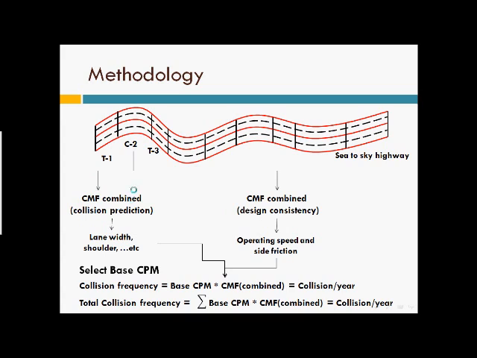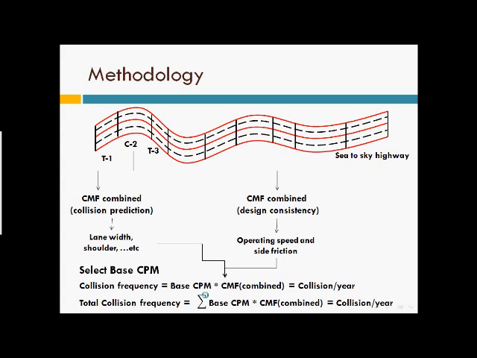in this section. And then we will have some collision modification factors for the combined design consistency, in order to get the operating speed and to check the operating speed and the side friction. We will combine all of them, select the base collision prediction model, and then multiply by the collision modification factor.